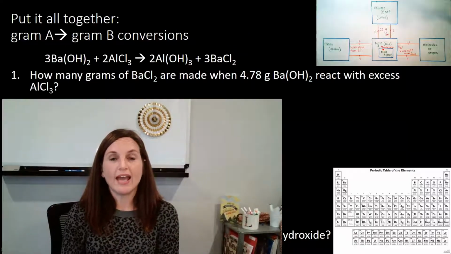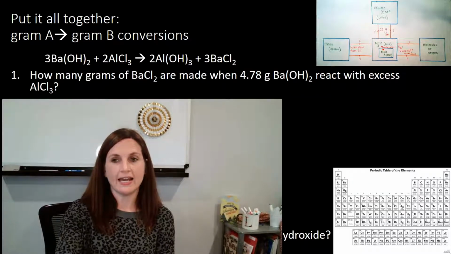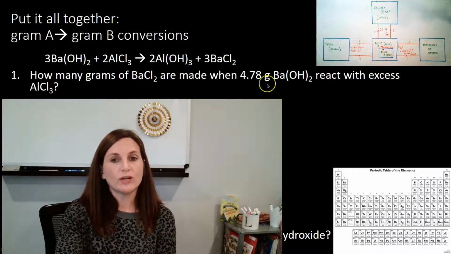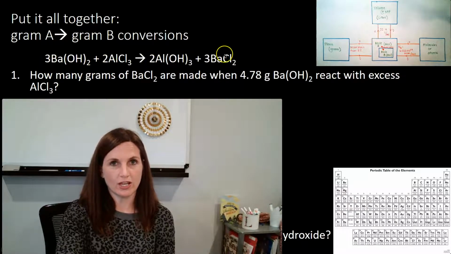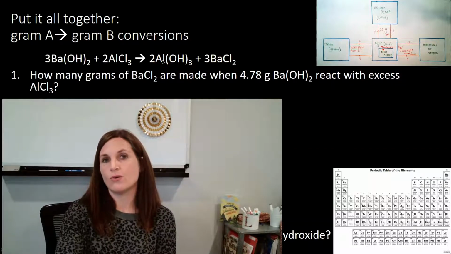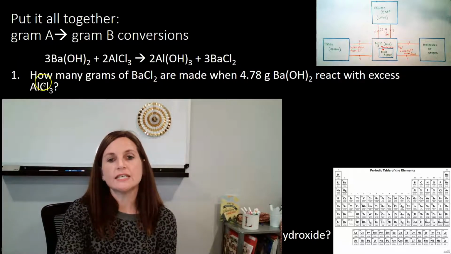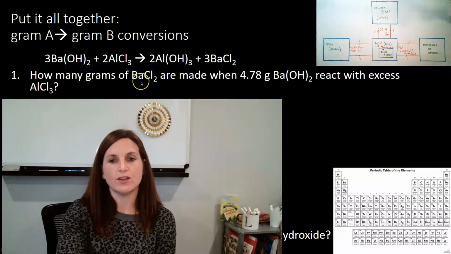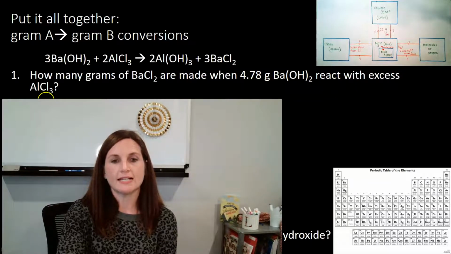So now that we have our mole diagram with mole A, mole B added in the center, what we're going to do is use the coefficients of our balanced chemical equation, and add that to the grams to moles and moles to grams conversions that we learned in chapter 10. So the question's going to ask something like this. How many grams of BaCl2 are made when 4.78 grams of BaOH2 react with excess AlCl3?